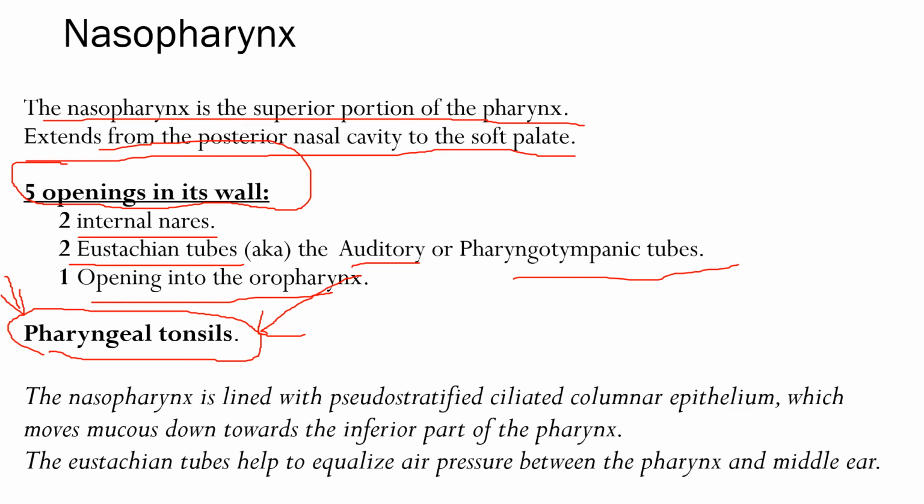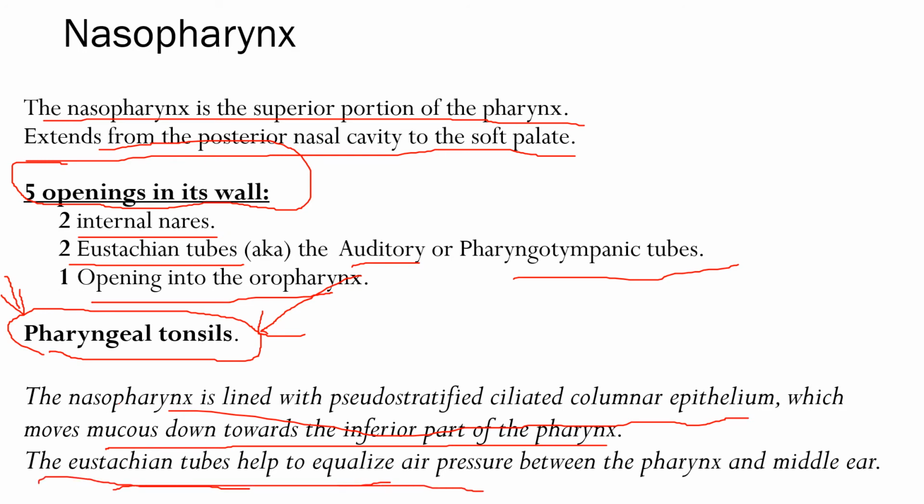The nasopharynx is lined with pseudostratified ciliated columnar epithelium, and it moves the mucus down towards the inferior part of the pharynx, and the eustachian tubes help to equalize air pressure between the pharynx and the middle ear.